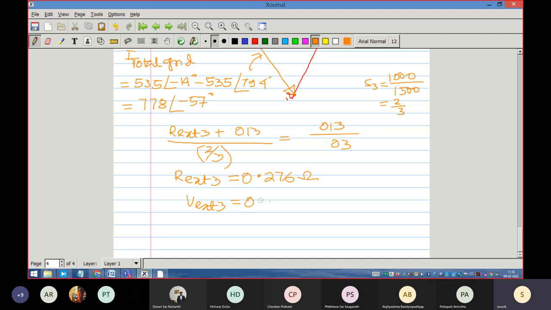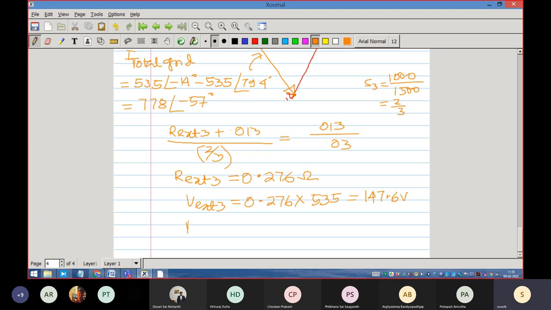So the voltage injection per phase, V external 3, will be how much? 0.276 into 535 volts, which is equal to 147.6 volts, right? I have to generate 147.6 volts. So the power will be this voltage into 535 into cos 14 into 3.